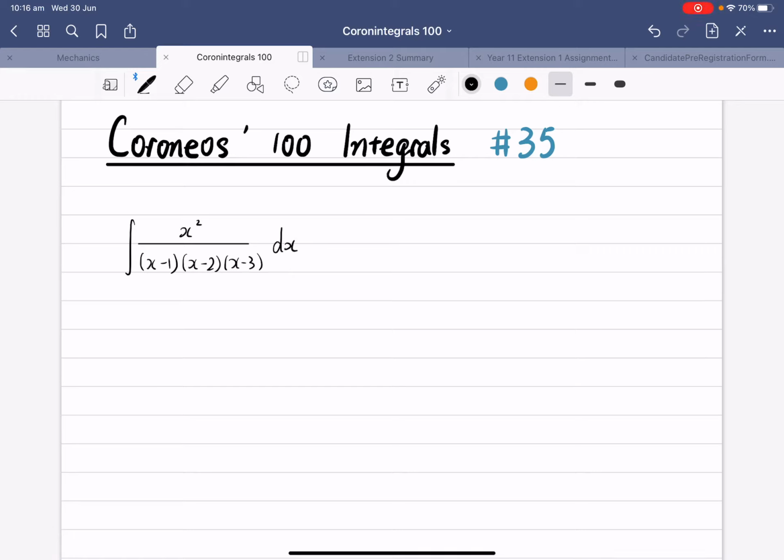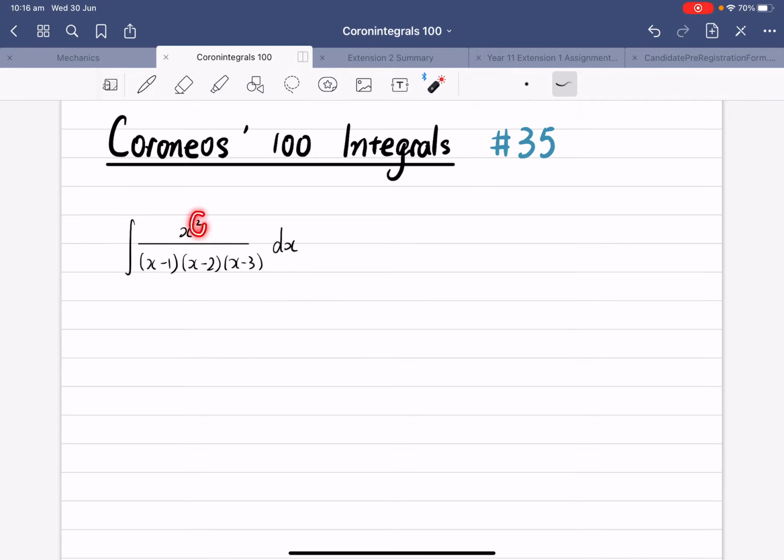Okay, Coroneos 100 integrals, number 35. Let's have a look at this question here. You need to integrate x squared over three factors combined together, which is x minus 1, x minus 2, and x minus 3. If we observe the degree of the denominator, multiplying all three terms together gives x to the power 3. So that's power 3 as a denominator.